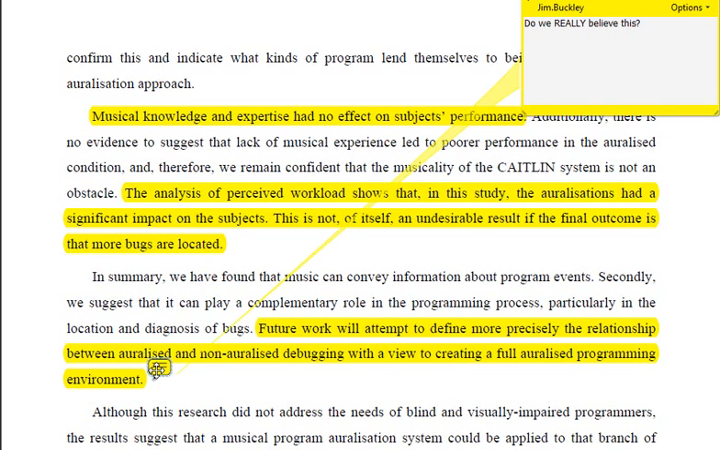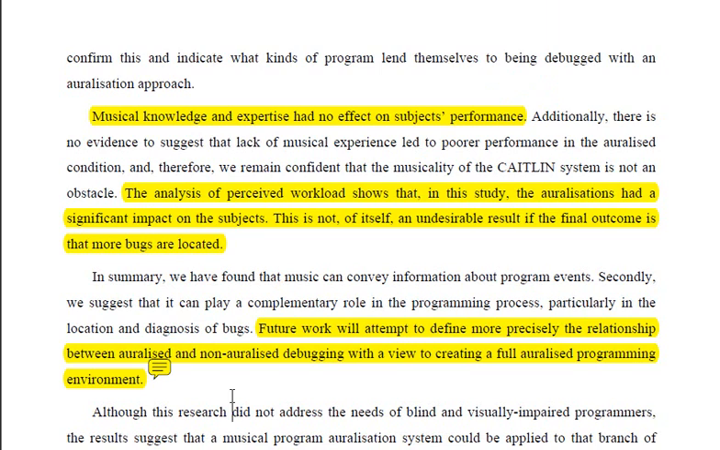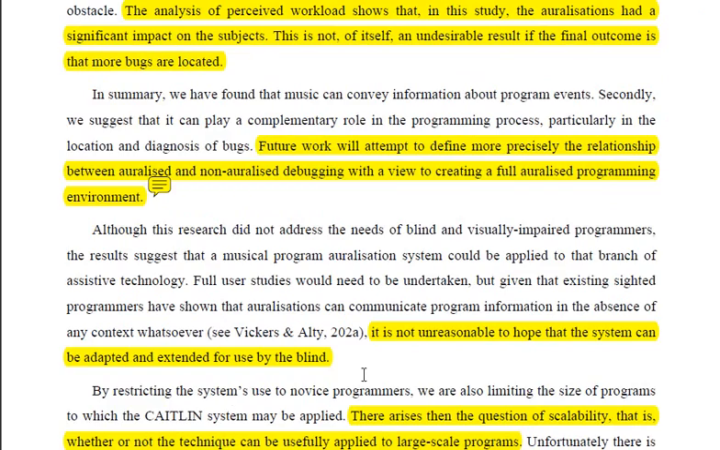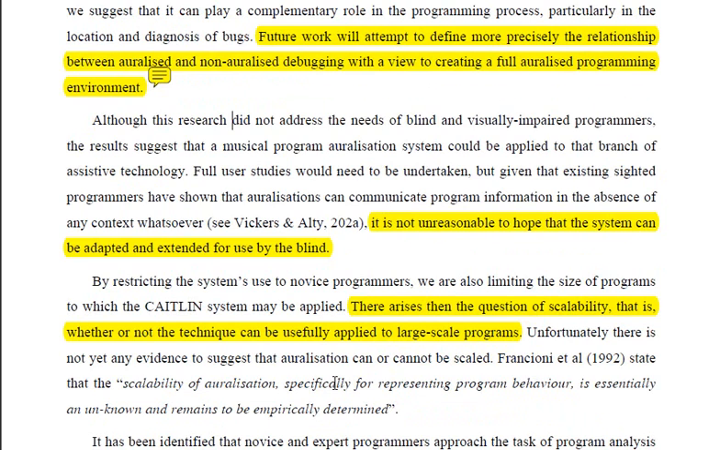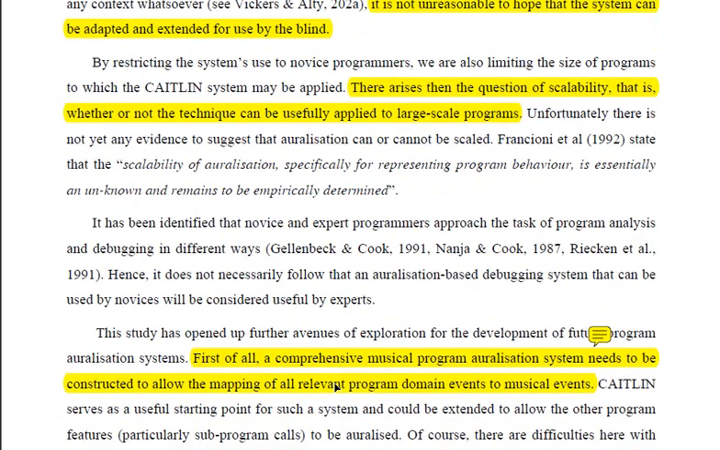My comment there is, I don't know if you can really believe that, a full oralized programming environment. Well, yes, you can have that full environment, but I don't think it's going to cover full programming languages and full programs. It is not unreasonable to hope that the system can be adapted and extended for use by the blind. Believe it or not, there are blind programmers out there, and this is obviously very appropriate for them. There arises then the question of scalability, that is whether or not the technique can be usefully applied to large-scale programs. I would wonder. Certainly, if it's going to be applied to large-scale programs, I suspect it's only going to be applied to specific aspects of it, not all possible bug error types.